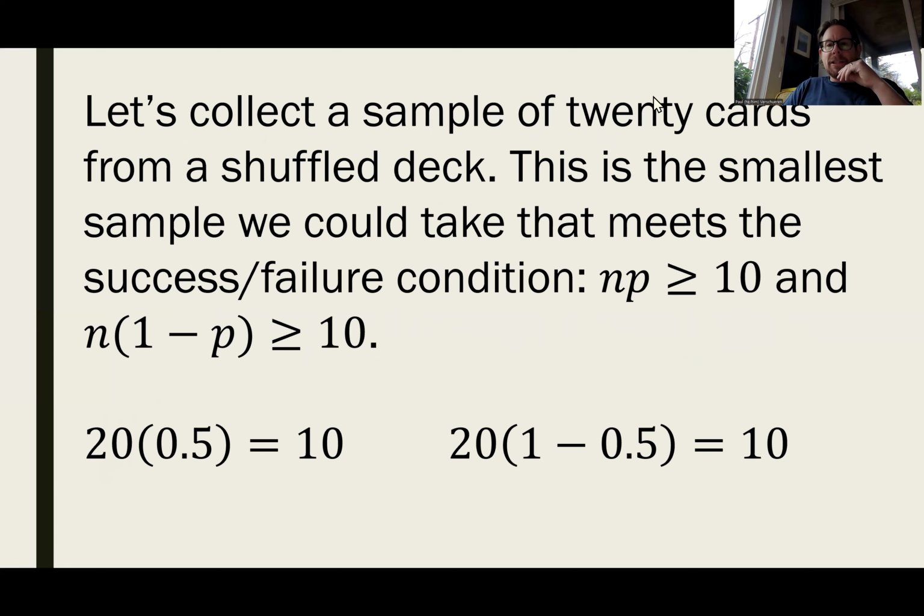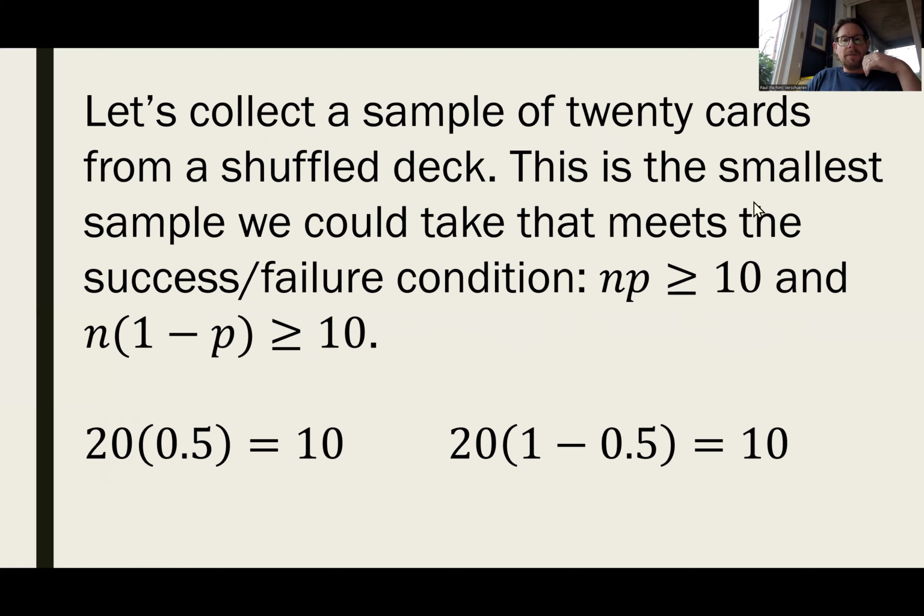If I said, let's take 20 cards, and by the way, 20 cards is the smallest sample you could use to have this all be legitimate. This is based on the success-failure condition we've been working with, that you have to expect 10 successes and 10 failures. And since we assume the deck is fair, we'd expect half of those to be red, half of them to be black, so we'd expect 10 of each.